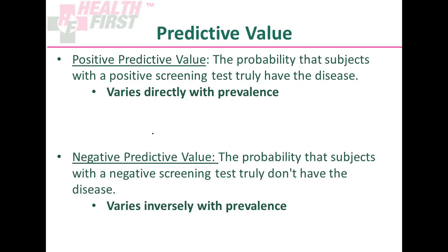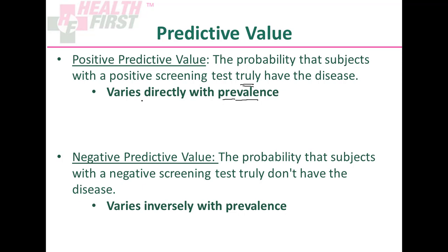So a positive predictive value is the probability that subjects with a positive screening test truly have the disease. The thing you have to understand about positive predictive value is that it varies with prevalence, right? So remember, prevalence, we are referring to prevailing, so that's the number of individuals with a specific disease at any given point in time in the population, right? Or it can be over a specified time period, right?